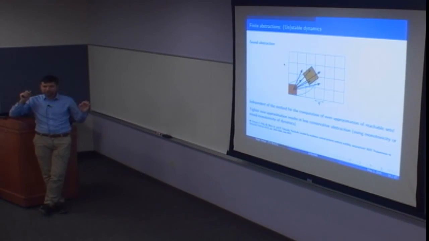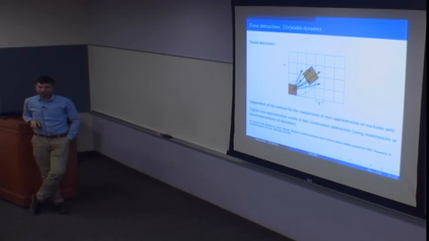So that's one way that it's very simple. You just simulate 2 points. After tau seconds, you draw a box, and that's the over-approximation of the reachable set.